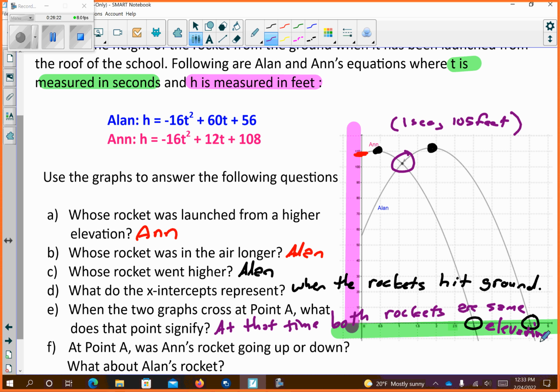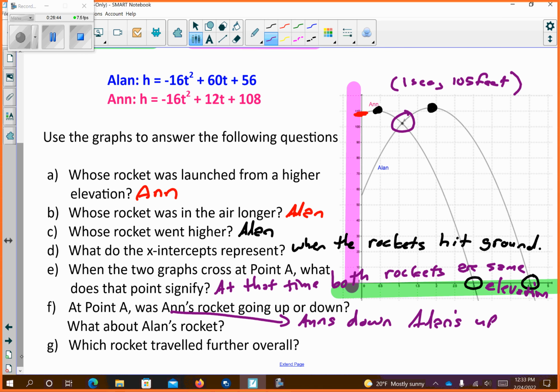Okay, and then at point A, was Ann's rocket going up or down? Well, Ann's was going down. Is down, and Alan's is up. Okay. And then which rocket traveled further overall? Well, once the rocket goes, it's going to make a certain trajectory. So just by looking at it, if you were on a roller coaster, would this be a further distance for Alan, or would Ann have a further distance?